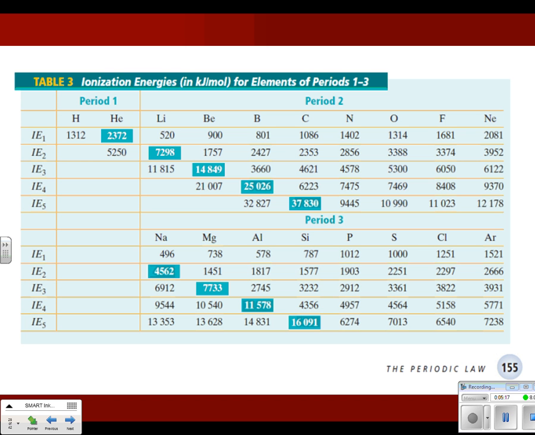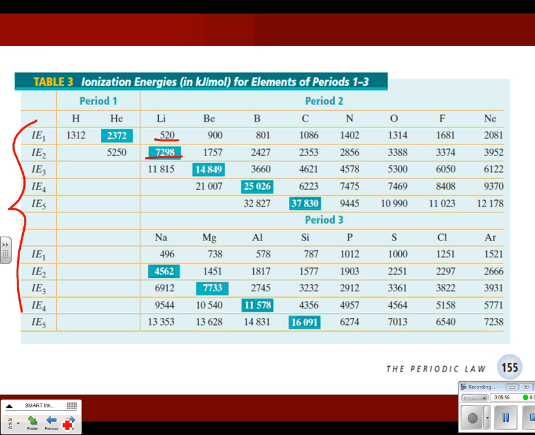So here is a chart of ionization energies. Over here we've got IE1, first ionization energy, second, third, fourth, fifth, and so on. On the top half you've got period 1 and then period 2, and below that you've got period 3. If you look at lithium like we were just talking about, its first ionization energy is 520. That's the amount of energy it takes to remove the first electron. Look how much it increases as you try to remove the second, because the electrons are being pulled in, and they call that shielding.